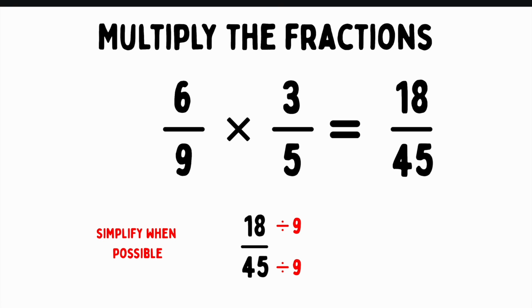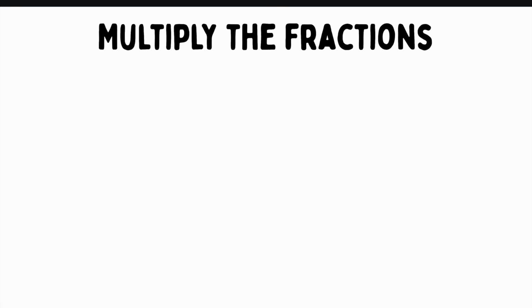Let's think, 9 times what is 18? 9 times 2. And 9 times 5 is 45. The product is 2/5. 6/9 times 3/5 has a product of 2/5.